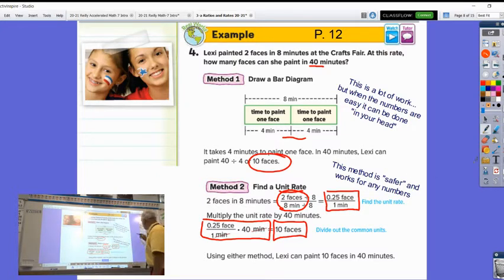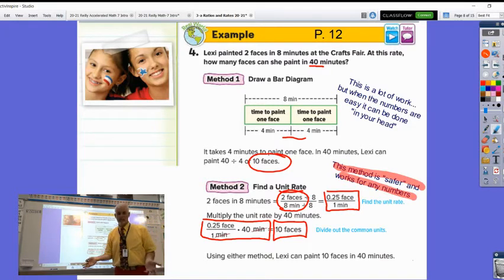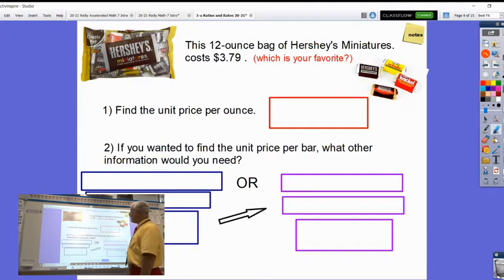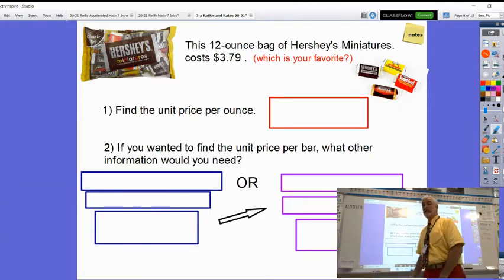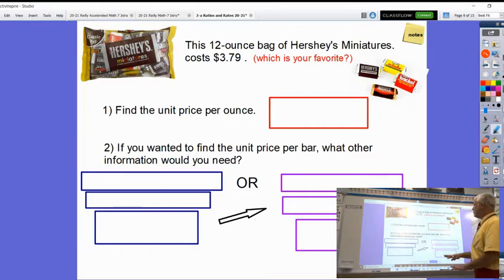So you can use either method, but note what I say here. This method, the unit rate method, is safe and works for any numbers. So this is the method to use unless the numbers are so simple you can do them in your head, which I'm not going to give you problems like that. All right, so the book doesn't give too many good example problems here, so I want to do a couple of examples of this for a little bit more challenging parts of this unit rate question.